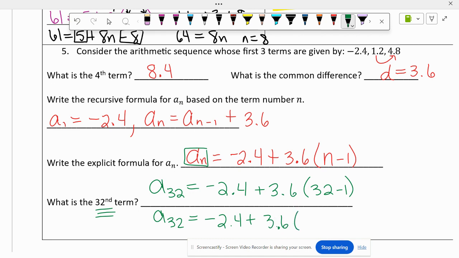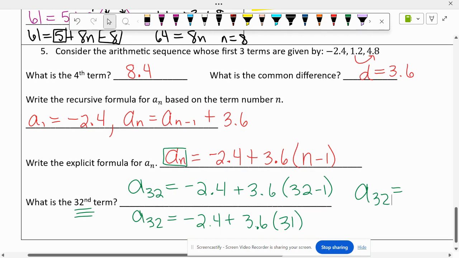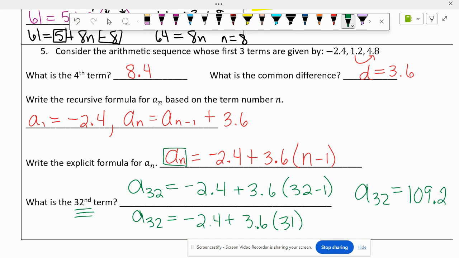So A of 32, the 32nd term, is negative 2.4 plus 3.6 times 31. Who is calculating that for me? Negative 2.4 plus 3.6 times 31. What do we get? 111.6? I don't think that's what I got. I got 109.2. I don't think you put a negative in front of your 2.4, Aiden. It's negative 2.4. So if you made that negative, you should get 109.2. Good. Fixed it.